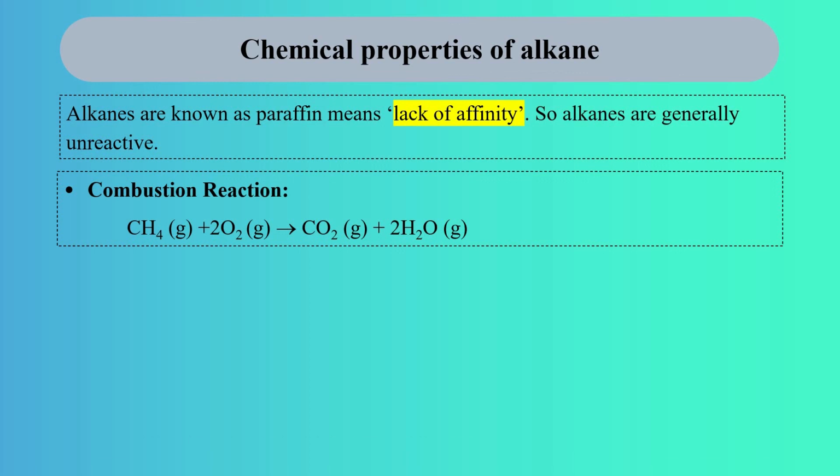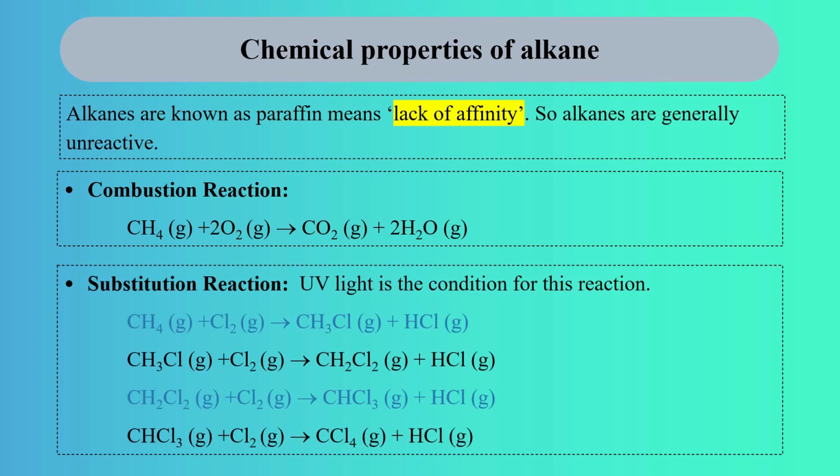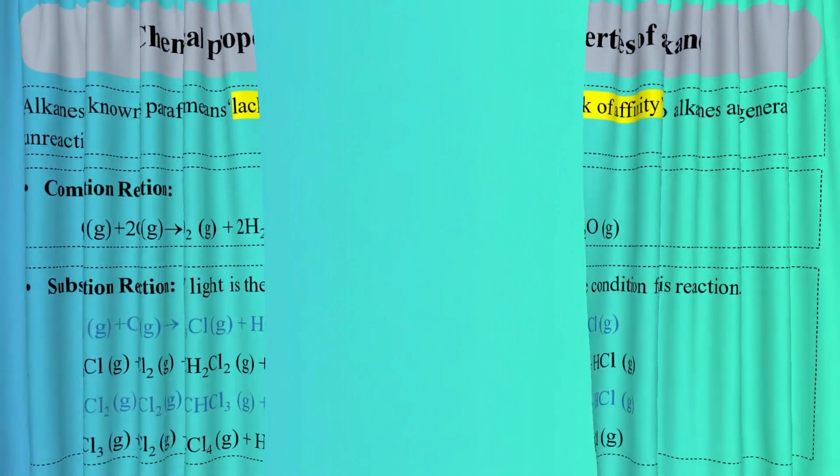Substitution reactions: UV light is a condition for these reactions. So methane plus chlorine, you get chloromethane plus HCl, as one hydrogen is replaced. In the second reaction, another hydrogen, in the third reaction, another hydrogen is replaced, and in the last step, all the hydrogens are replaced from methane by chlorine in the presence of UV light. Thank you.